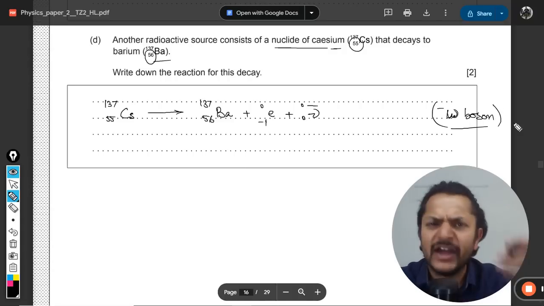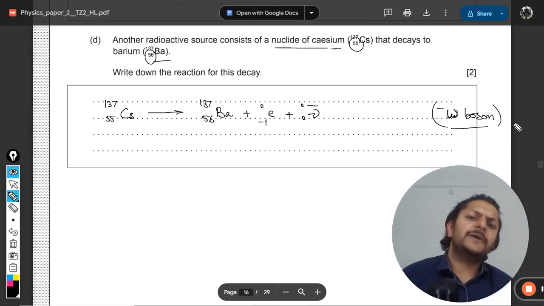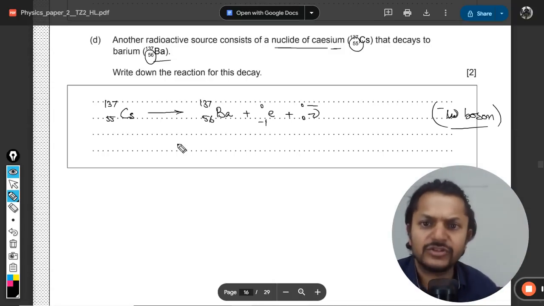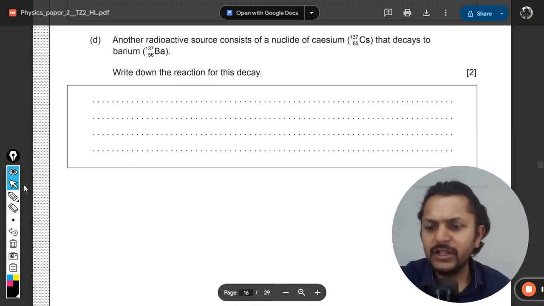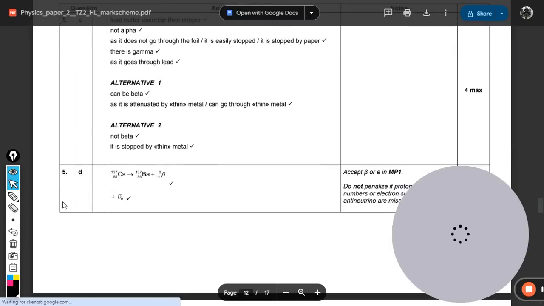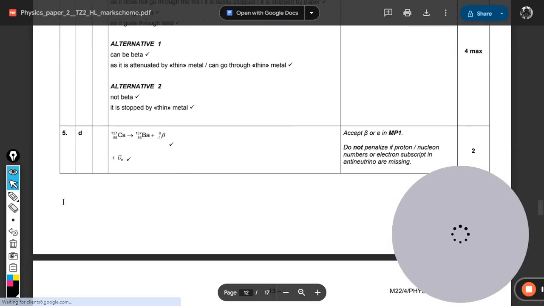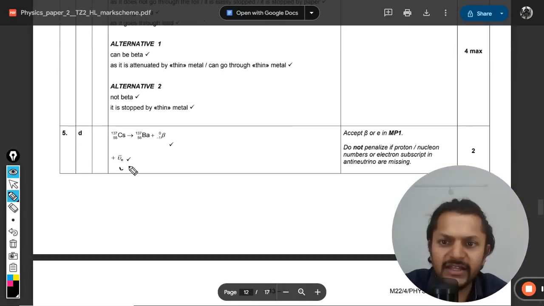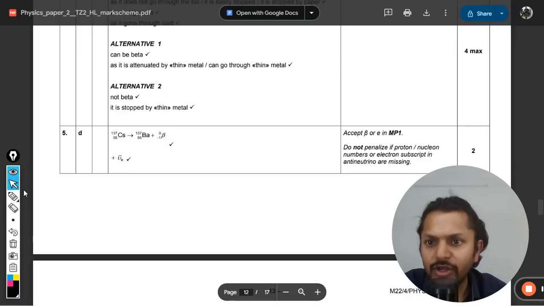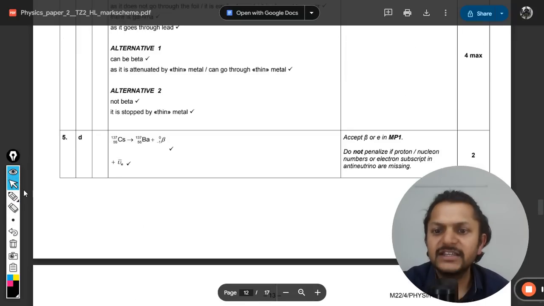I'm talking about the Feynman diagrams and all, but that is not asked in this question. So this is what will be our answer. Let's see. Yes, so the cesium is barium, and then the beta is there, and the antineutrino is also shown. So this is how the question is done.